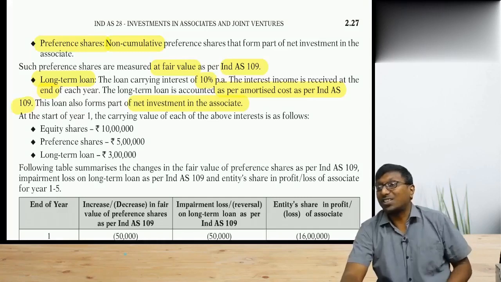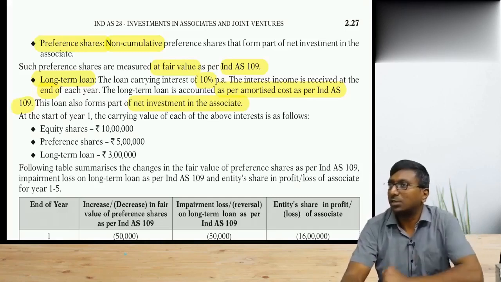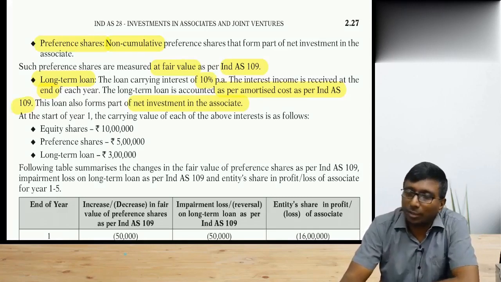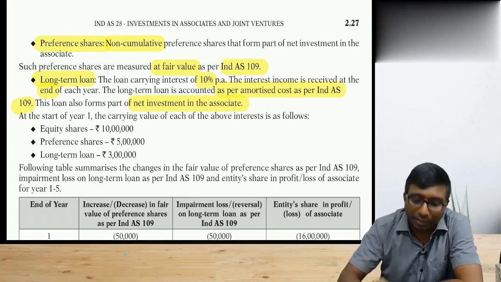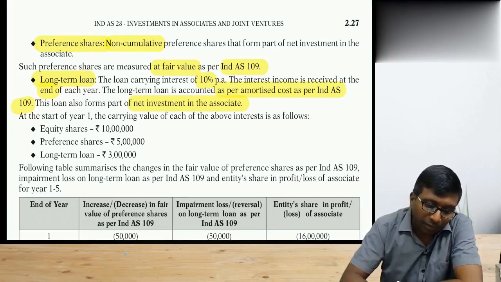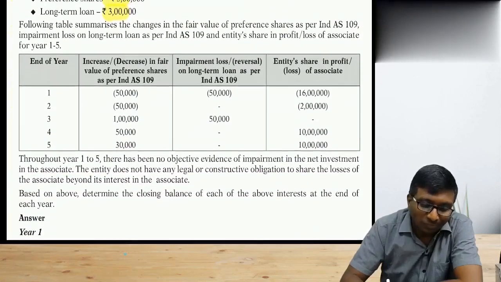If you remember, we spoke about interest in the associate. Interest in the associate is nothing but equity shares, preference shares, debentures, loans and advances, whatever we invested in the associate company's stake. At the start of the year, the carrying amount of each of the above interests, equity share carrying amount, preference share carrying amount, all amounts are given.